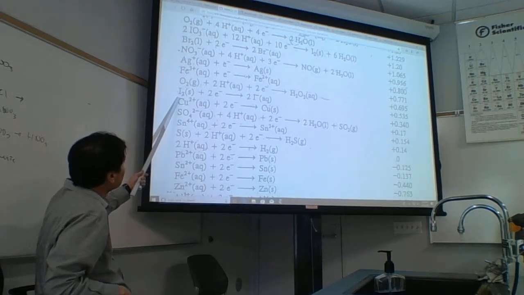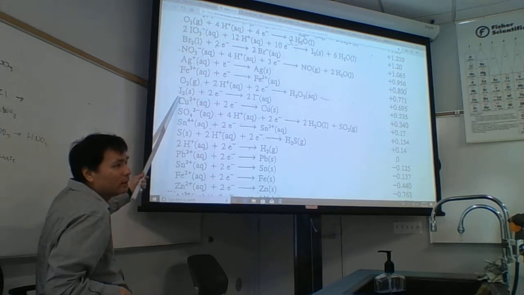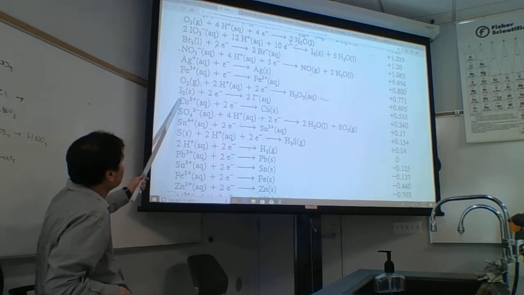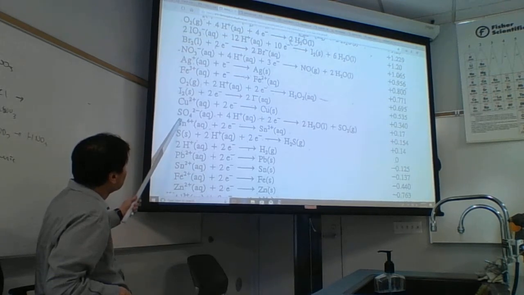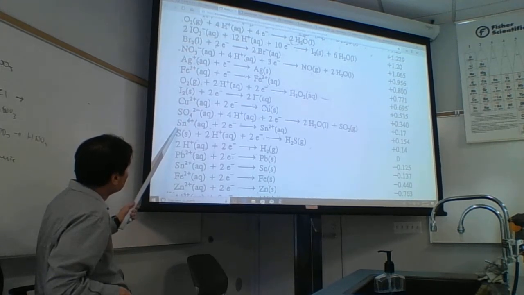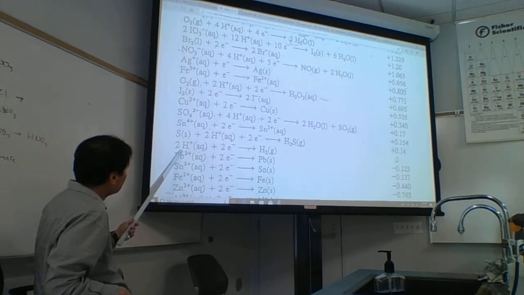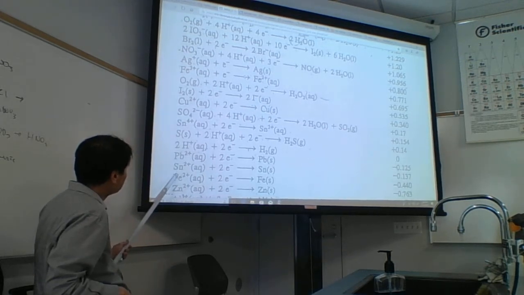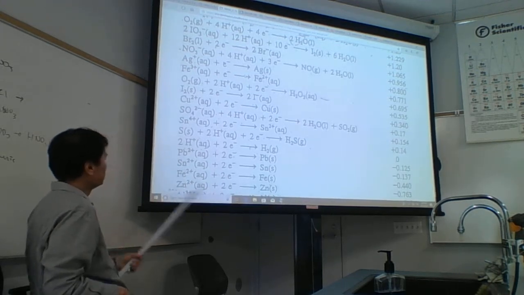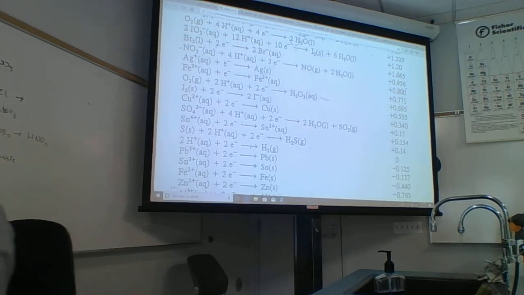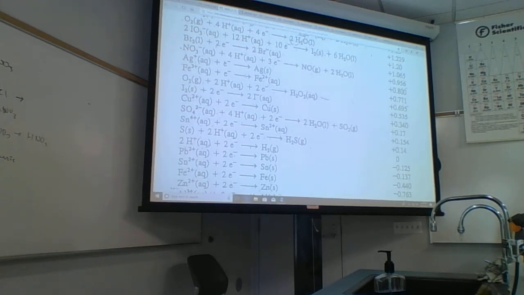What's this one? Iodine or iodide? We'll call it iodine. Copper 2, sulfate, tin 4, sulfur, hydrogen ion, lead 2, tin 2, iron 2. Here is iron 2. So iron 2 is what? All those species we named are oxidizers or reducers? All those species are oxidizers. So iron 2 is an oxidizer.